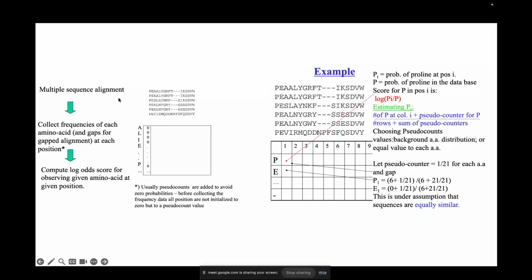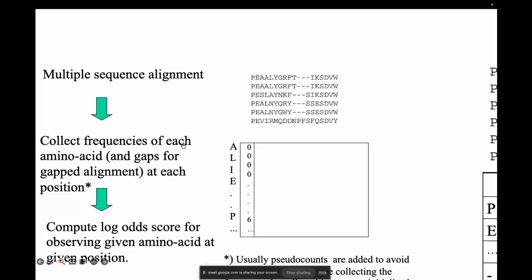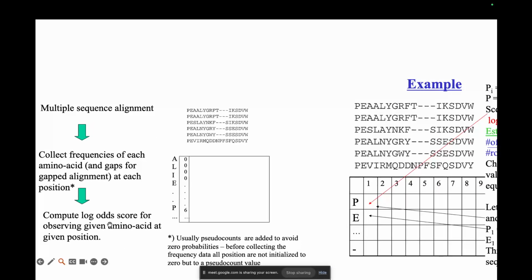So you do the multiple sequence alignment as done here. You collect frequencies of each amino acid and gaps for gap alignment at each position, and you compute the log odds score for observing a given amino acid in a given position.